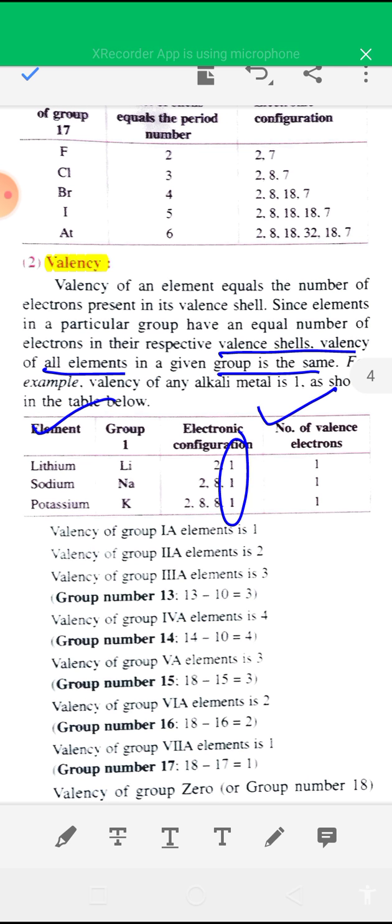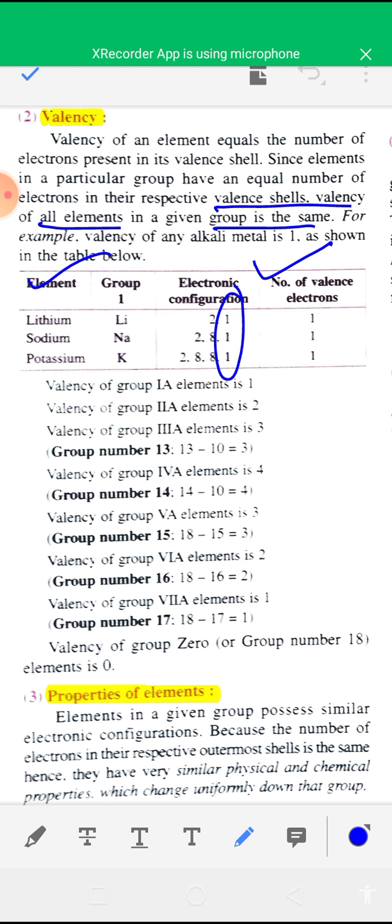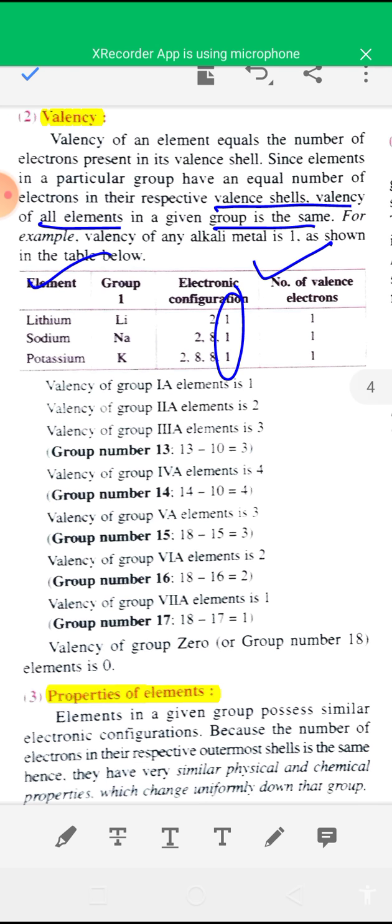But if the number of electrons in the valence shell is more than 4, then valency is equal to 8 minus the number of electrons in the valence shell. If the number of electrons in the valence shell is 1 to 4, then valency is equal to the number of electrons in the valence shell. But if it is more than 4, then valency is equal to 8 minus the number of electrons in the valence shell.